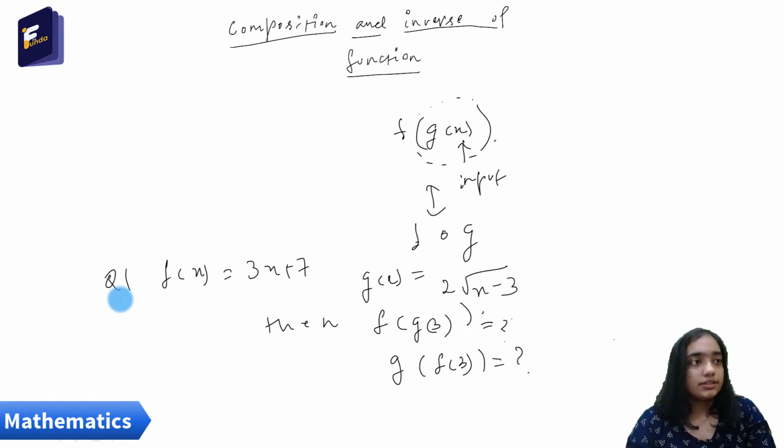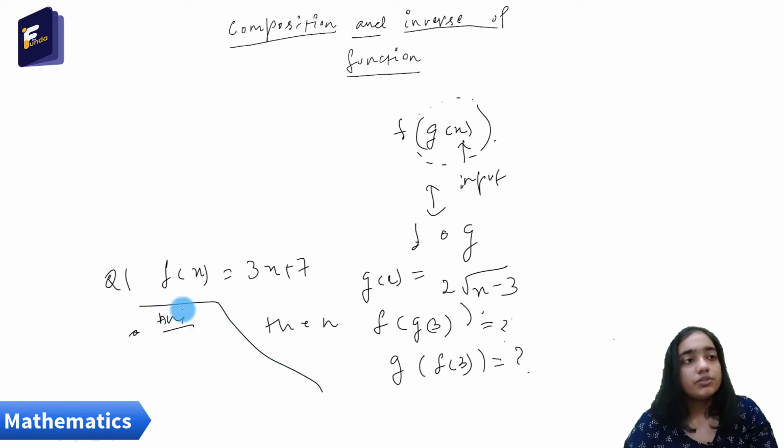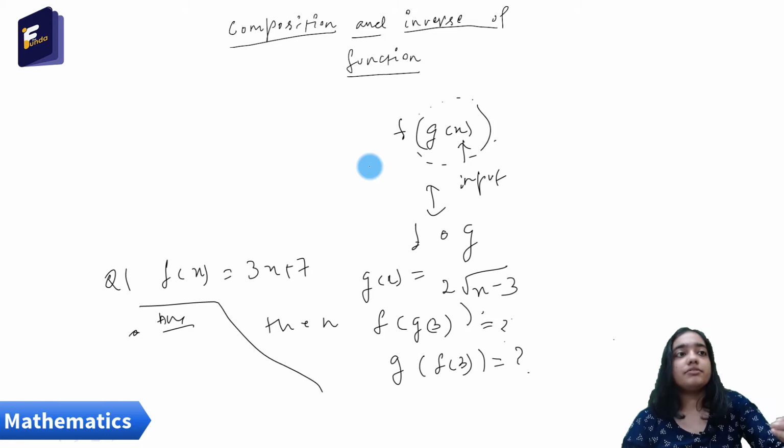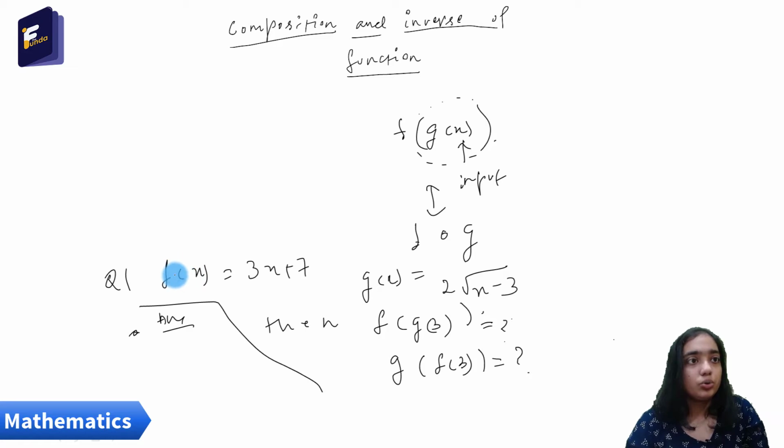Okay, so the answer is: first we have to find f of g of x. Then only we can find f of g of 3. So what is f of g of x? First we have to think what is g of x. What is the meaning of f of g of x? We are putting x first in the machine g. So what is the output we are getting? We are getting 2 root x minus 3. This is the output we get after putting x in g.